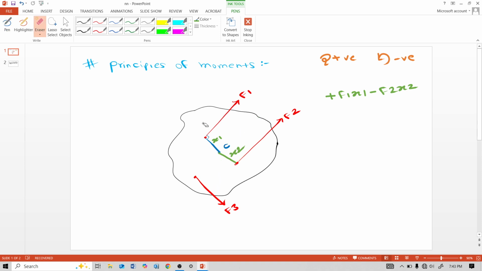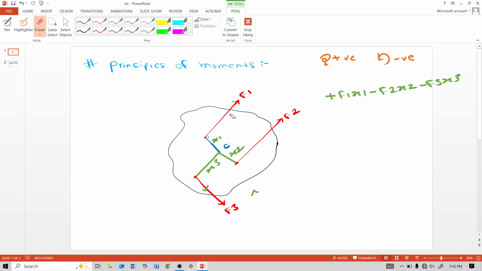And this third force, F3 force, also passes through that point C, and it is also anti-clockwise. So it is also minus F3 into x3. Distance between F3 and point C is this x3.